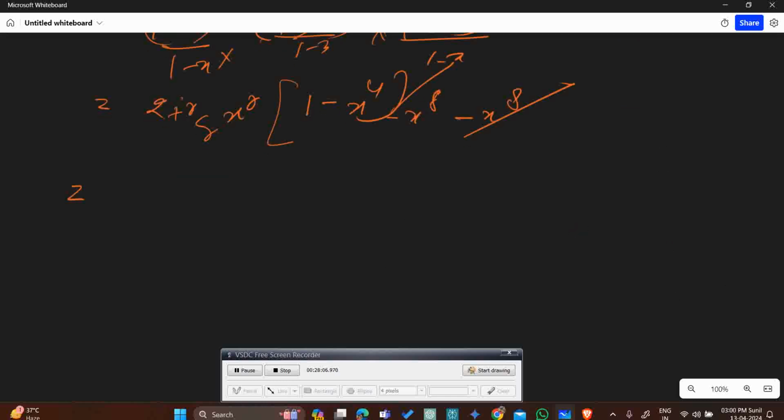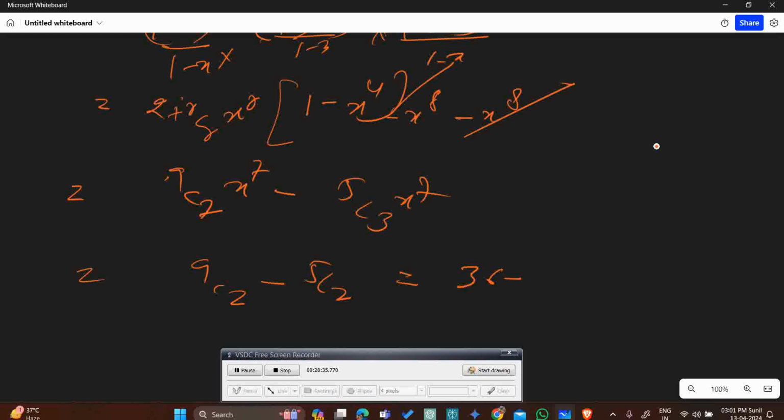Right, this is already. So we have 7, so for 7 we have 9 choose 7 x to the power 7, minus, for this, 5 choose 3 x to the power 7. 9 choose 2 minus 5 choose 2 is 36 minus 5 choose 2, which is 5 into 4 by 2, 10. So 26 is the answer.